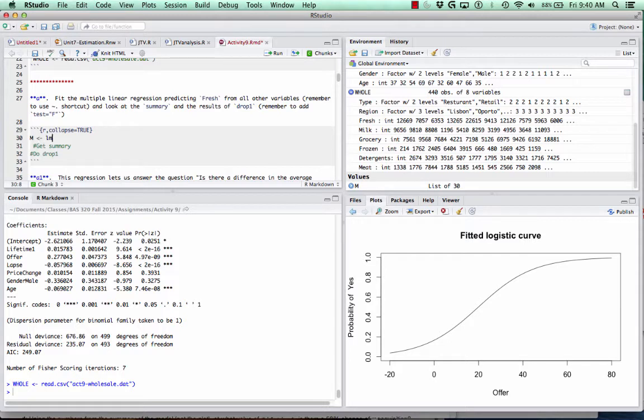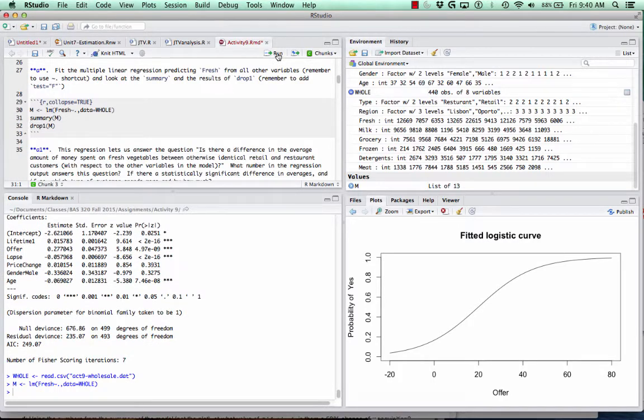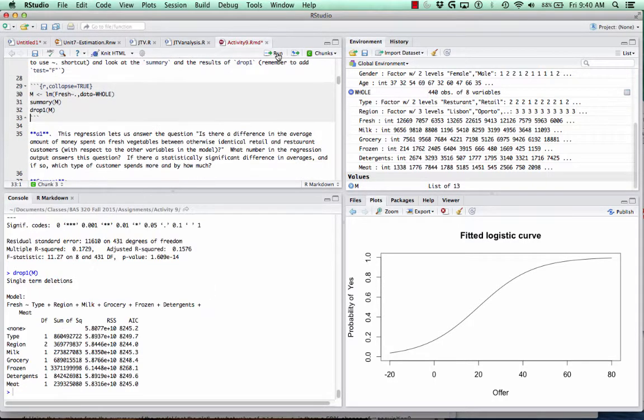We'll do lm of fresh twiddle dot, using all the variables in the data set, data equals wholesale. And it wants us to look at a summary and then also the results of drop1. So we'll do summary and drop1 and take a look. So there's our model, the summary, and the result of drop1. And I actually need to add that additional argument, test equals F, so it'll actually do the test for us.